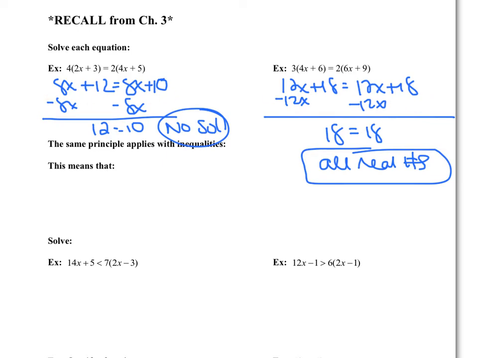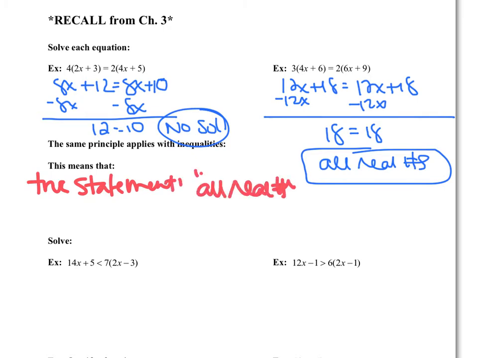It's a really good habit to not stop until either your variable is completely isolated or it's disappeared. It can just save you some confusion, especially now that we're in Chapter 6. So back in Chapter 3, what we learned is that if you got a false statement, your answer is going to be no solution, and if you get a true statement, your answer is going to be all real numbers. The same principle applies here. So if we end up with a true statement, we're still going to say all real numbers. That's going to be our answer. That's the thing that you would circle.